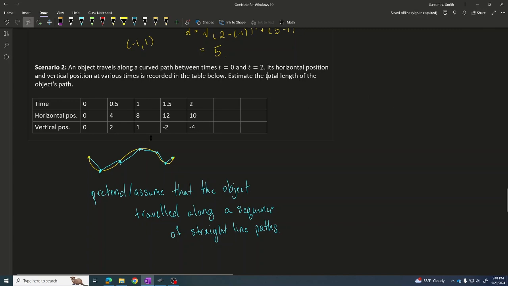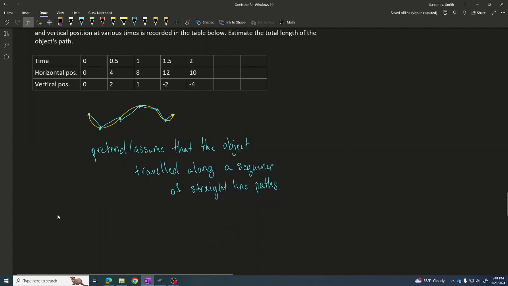So for example, if someone recorded the object's horizontal coordinate and vertical coordinate at these various times, given to me by these data points here, xy coordinate, xy coordinate, xy coordinate, and so on. Let's explore what it would look like to answer this question using this idea.